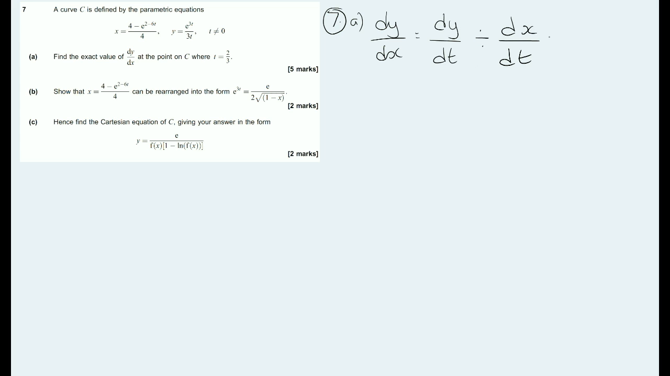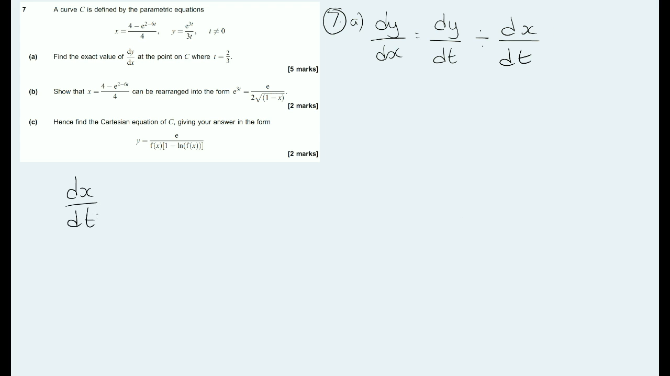And if you wanted to have a look at that, that's because when you divide by two fractions, you would flip the second one and make it multiply, in which case the dt's would cancel, leaving you with dy by dx. But obviously that's just your theory there. So what we need to do in order to solve this problem is to work out what those two things are. So we want to find dx by dt.